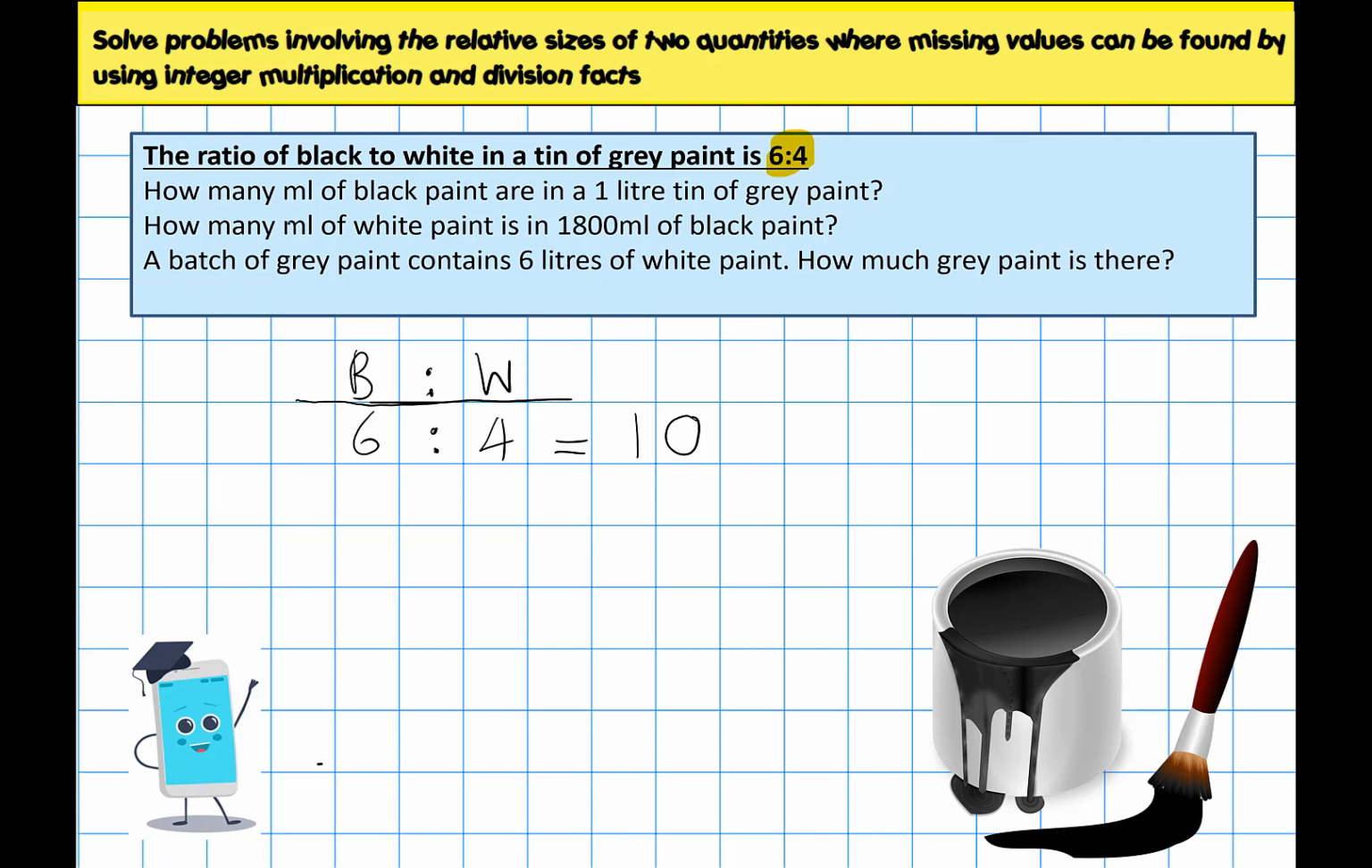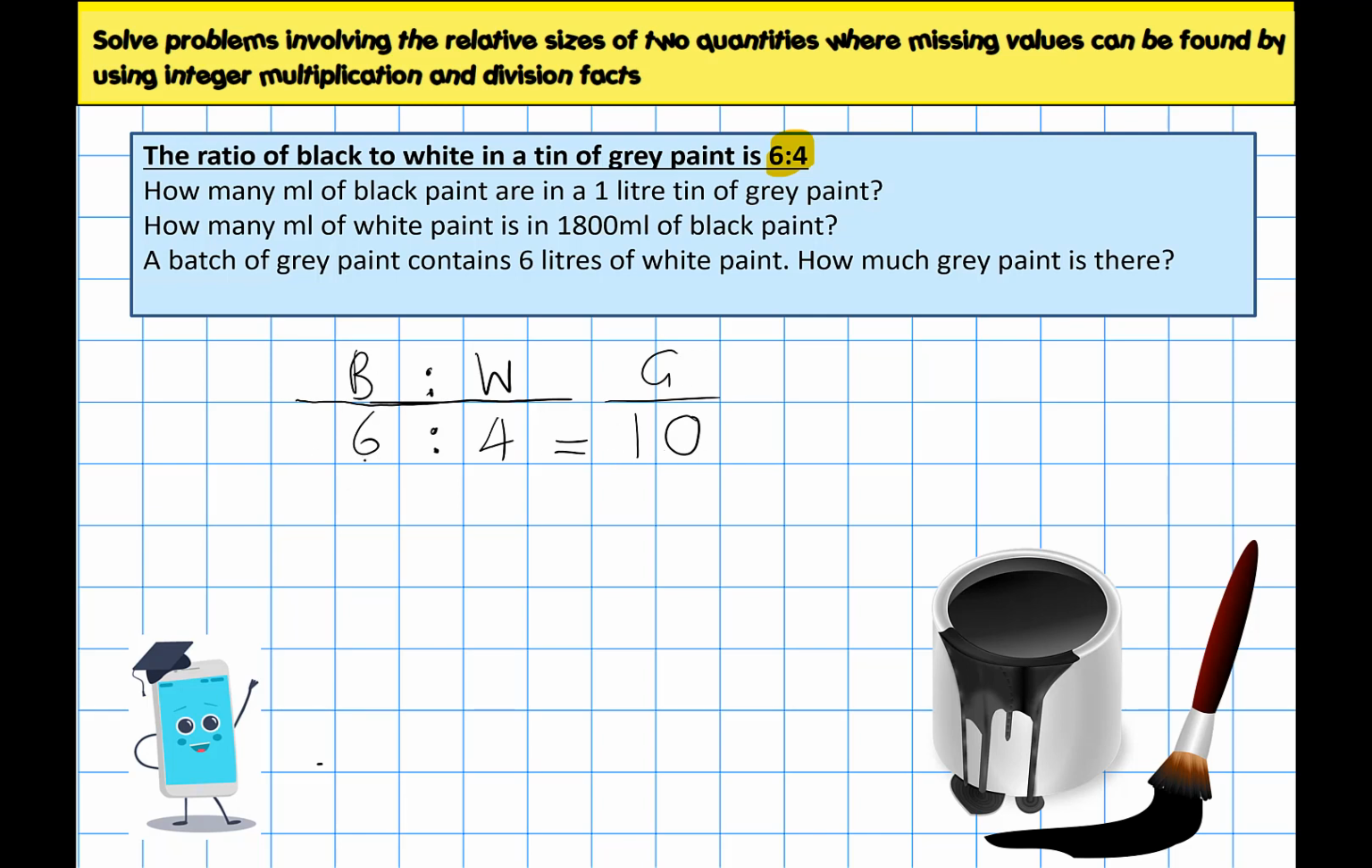How many millilitres of black paint are in a 1 litre tin of grey paint? Now have a think about this. 1 litre tin of grey paint. The grey paint is neither the black or the white. The grey paint is the combination of the two. So I'm going to write above here, grey, G for grey. This is going to represent my grey paint. This is going to represent the black and the white combined.